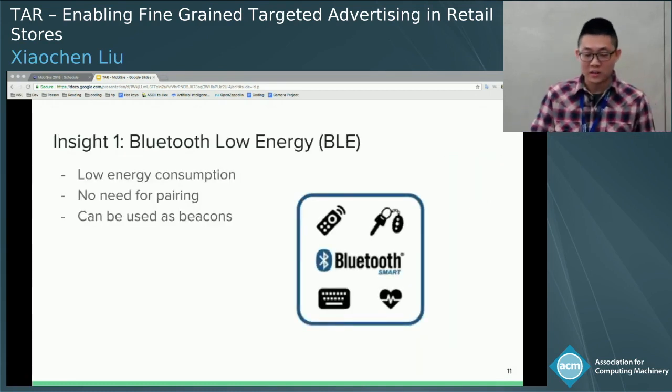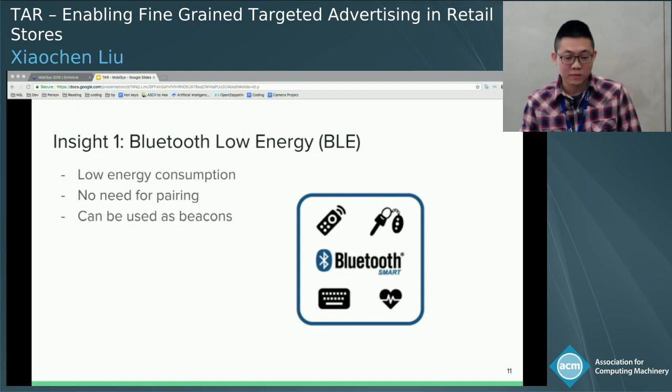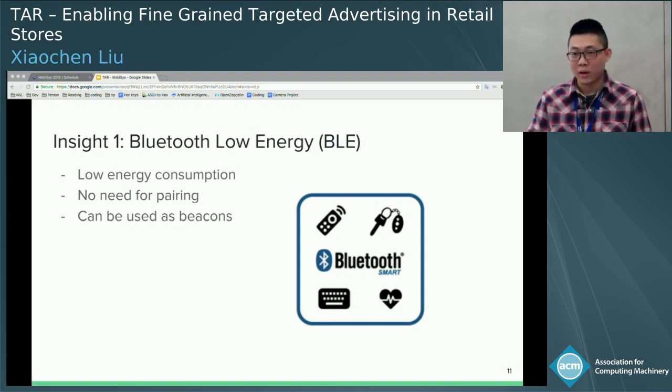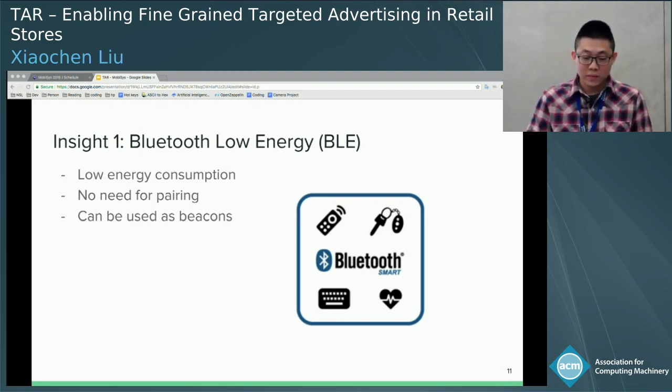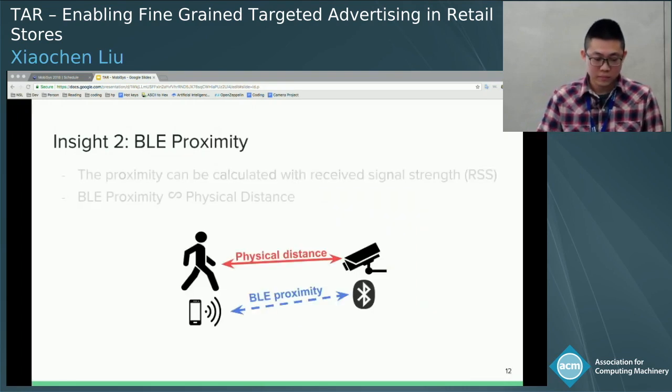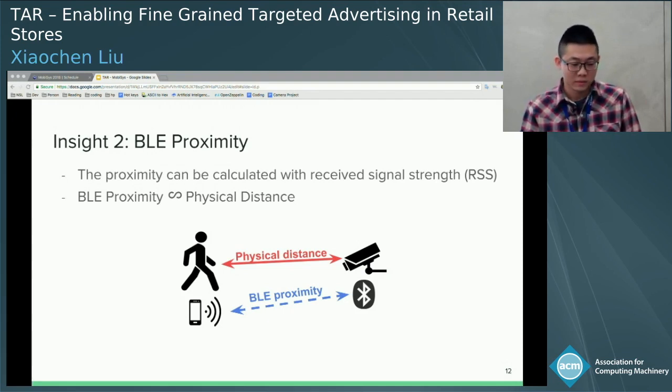First, let me share some key insights for our design. We find Bluetooth Low Energy is a good choice for the sensing part. BLE has very little overhead to the energy or computation. A coin battery can support the device for several years. The BLE protocol is available in any smart device, so we can easily turn a device into a BLE beacon. The next insight is that we can use the received BLE signal strengths to estimate the distance between two devices. We call this BLE proximity. For detail, please read our paper.